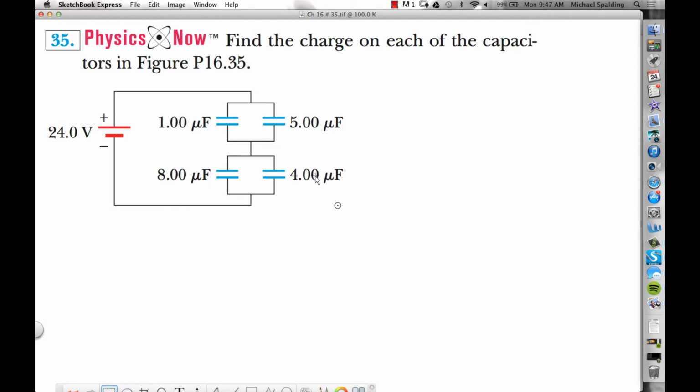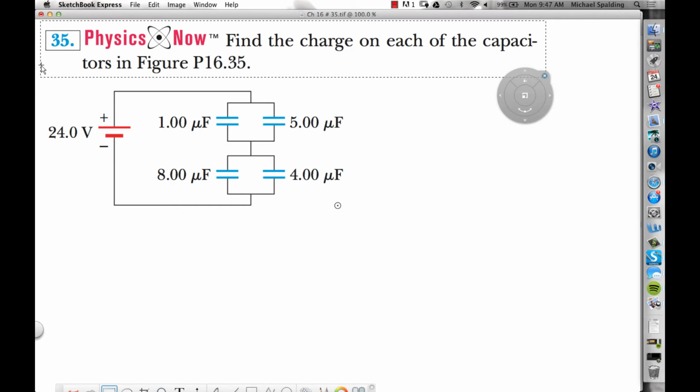All right, number 35 from chapter 16, a capacitor problem. So look, the key to doing these circuit problems, as I've been saying, is to do simplified pictures. Now what I'm going to do is erase the text up here just so we have more room to work. The key to doing these circuitry problems is to draw simplified pictures.